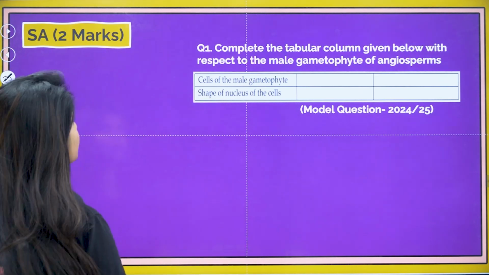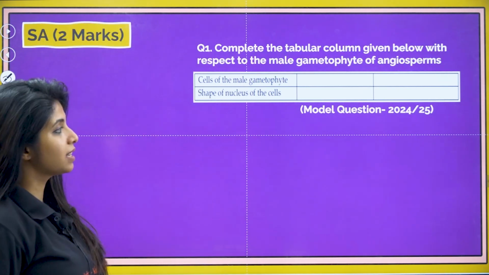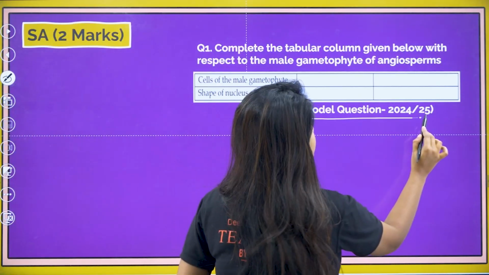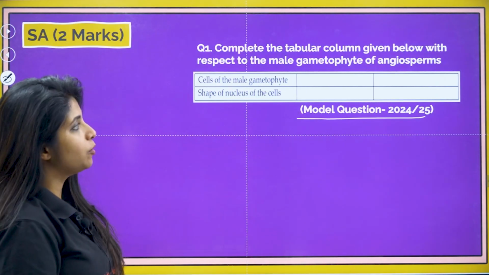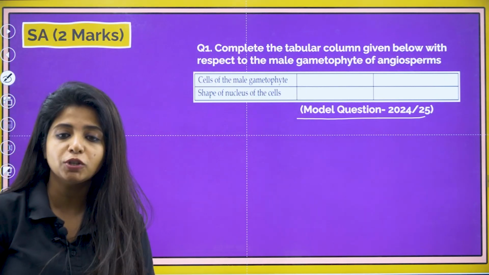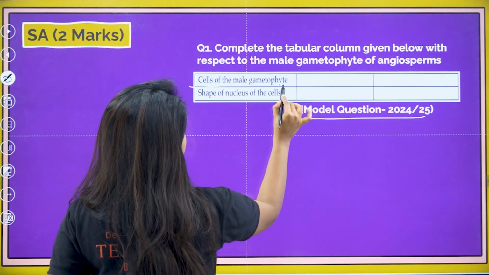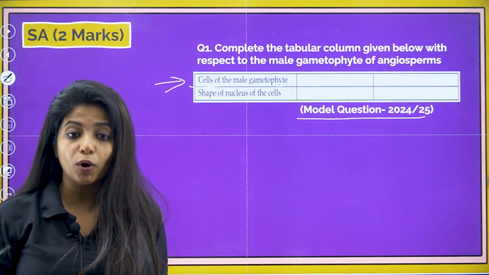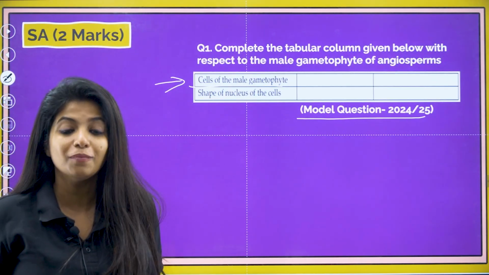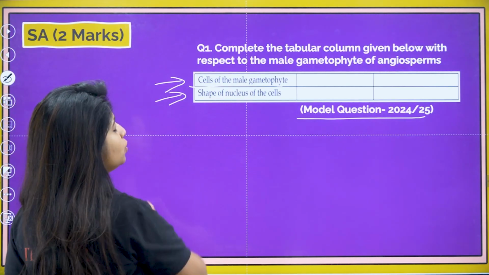Okay, so the first question, which is a 2 marker question that has come previously and was put down in the model question paper, was this: complete the tabular column given below with respect to the male gametophyte of angiosperms. So the cells of the male gametophyte, you have to talk about cells, what all are the cells of the male gametophyte, and also the shape of the nucleus of the cells.